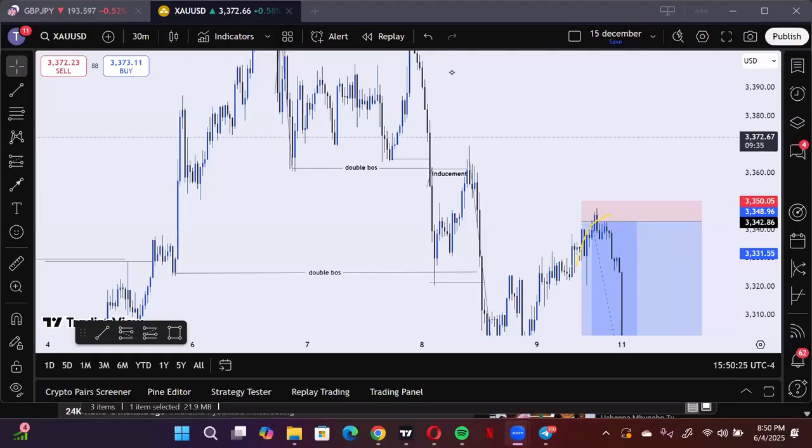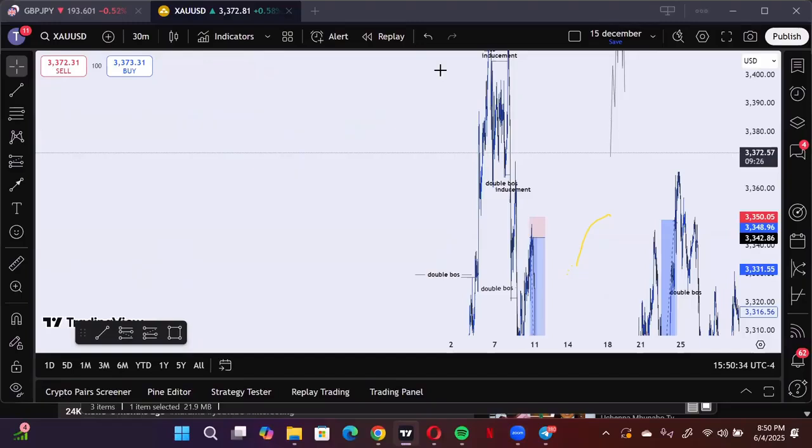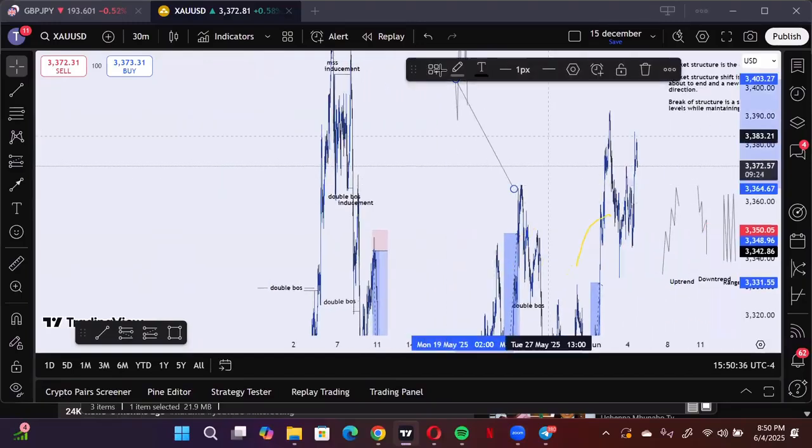If your inducement is multiple candles, just pick one candle there and draw it out. You cannot draw out all your candles. Just pick one candle there, the one that is most visible, and then you draw it out.